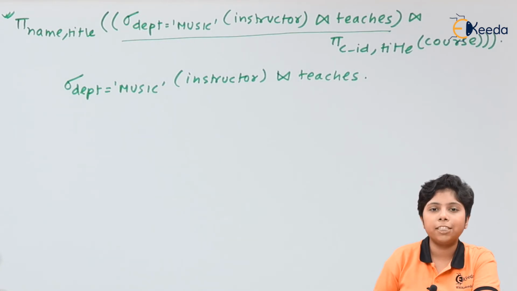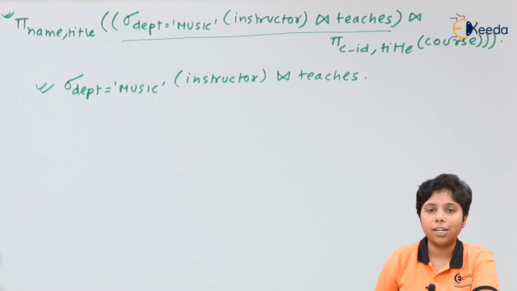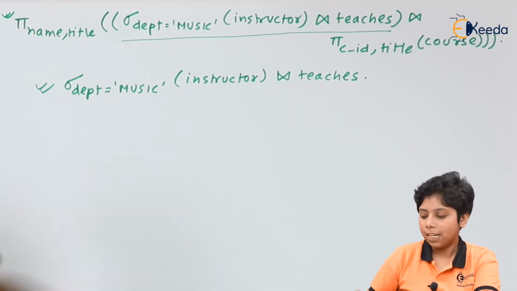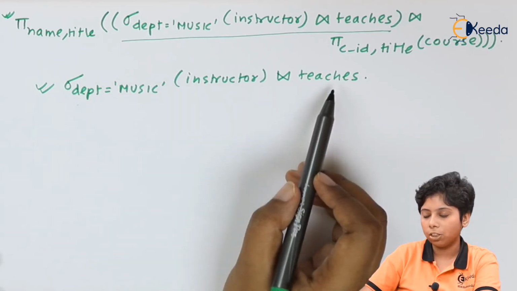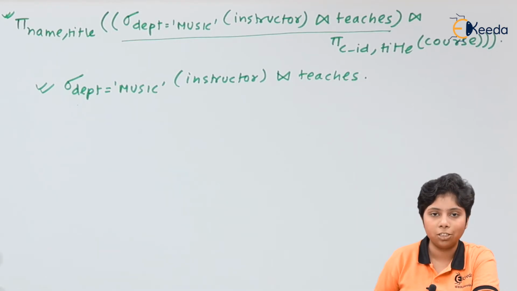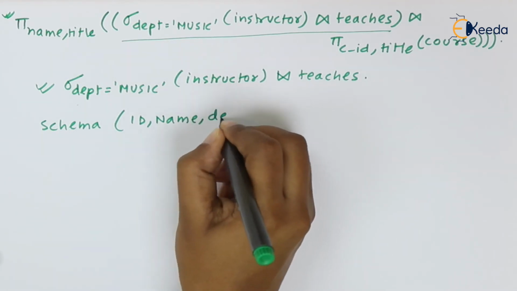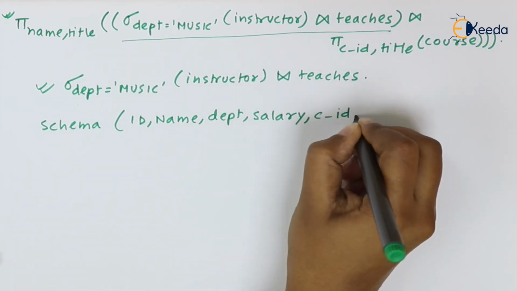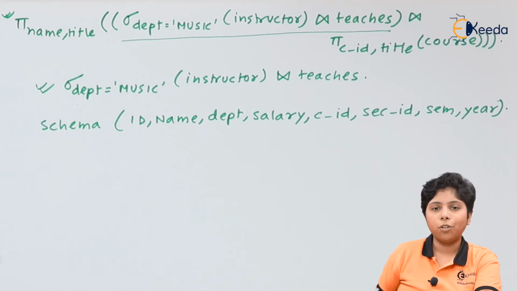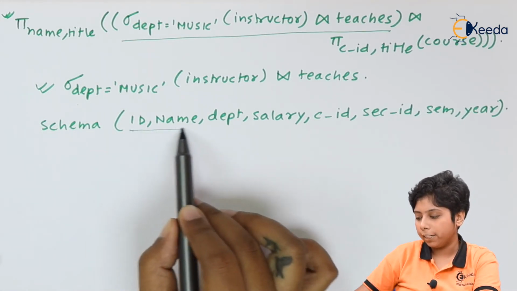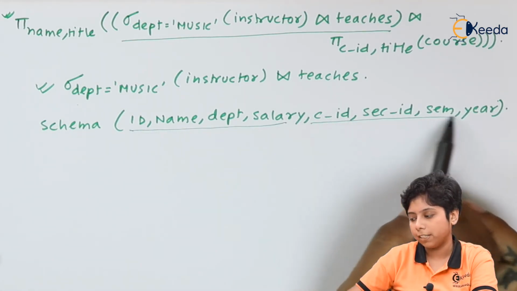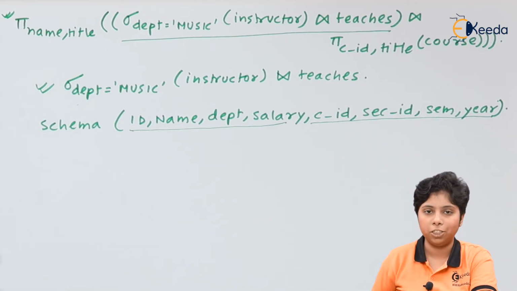Now every intermediate query and the resultant relation will have a schema to it. So for this sub-expression, we can also have a schema. The schema will be represented as the department from the instructor and the teaches relation. So we can have all of this: ID, name, department, salary, and course ID, section ID, semester, year as a combination.